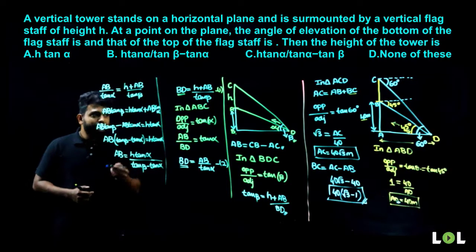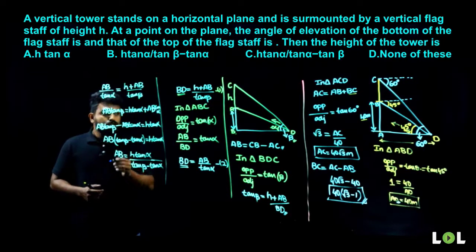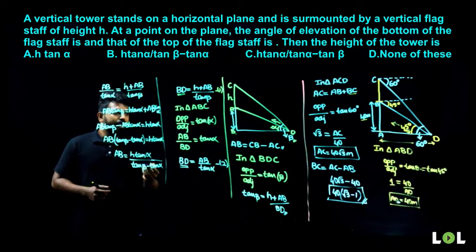And what is this AB? AB is nothing but the length of my tower. So do we have that in our options? Yes, option C, h tan alpha divided by tan beta minus tan alpha, will be my final answer.